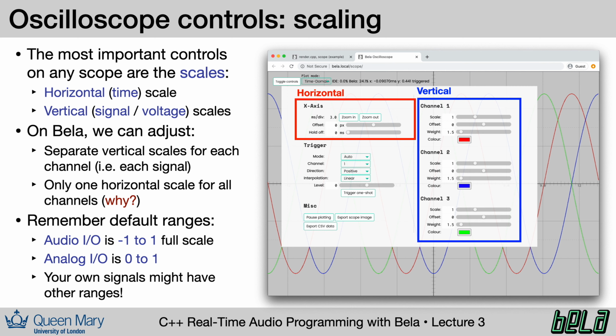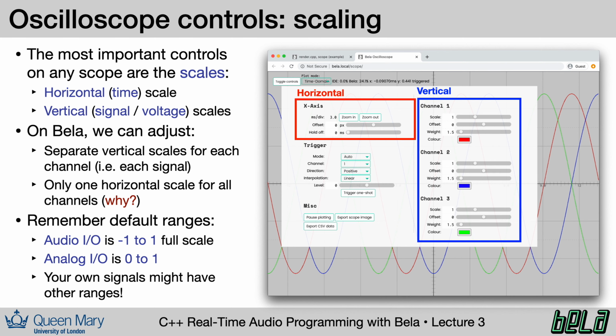Something else that's useful to remember is the default ranges of signals on Bela. Audio signals are typically between -1 and 1 at full scale. We'll later look at analog I/O on Bela, and that takes a range between 0 and 1, which would be the top half of the window. Again, you can use your scale controls here to make your signals bigger and smaller so you can see them appropriately.